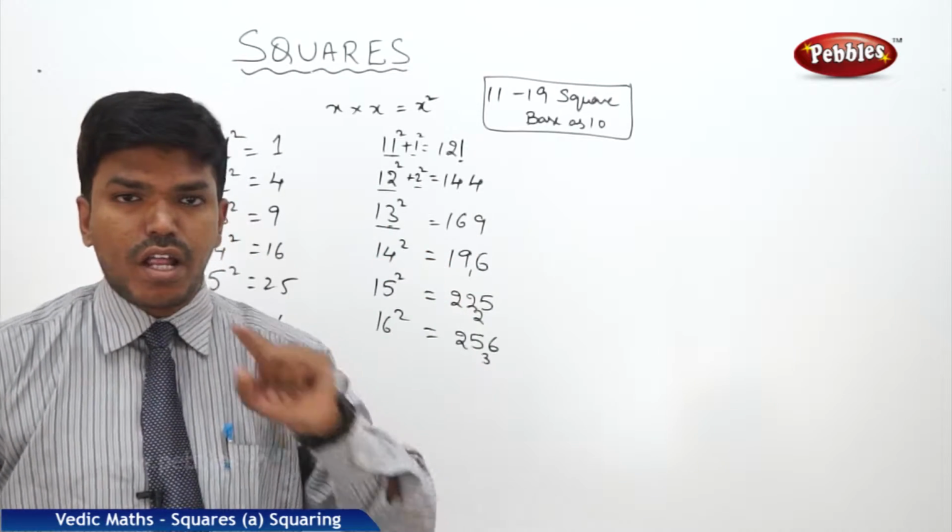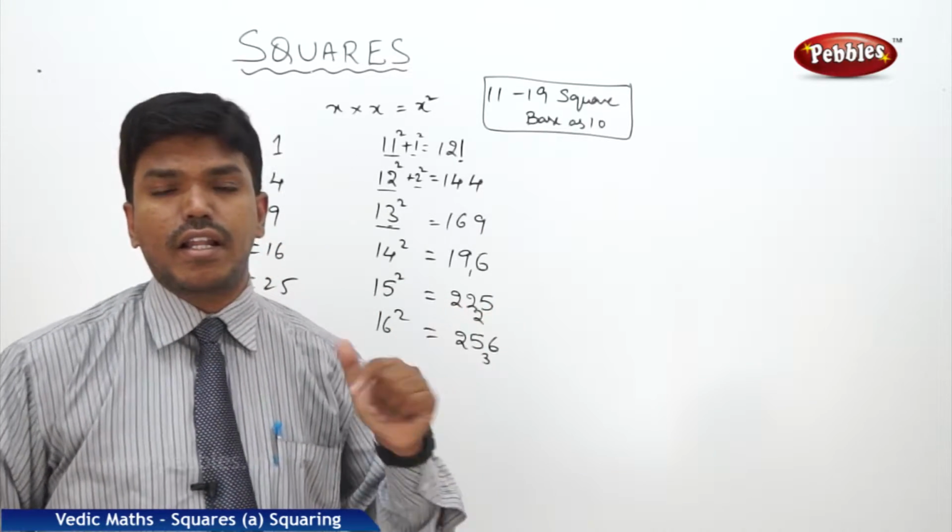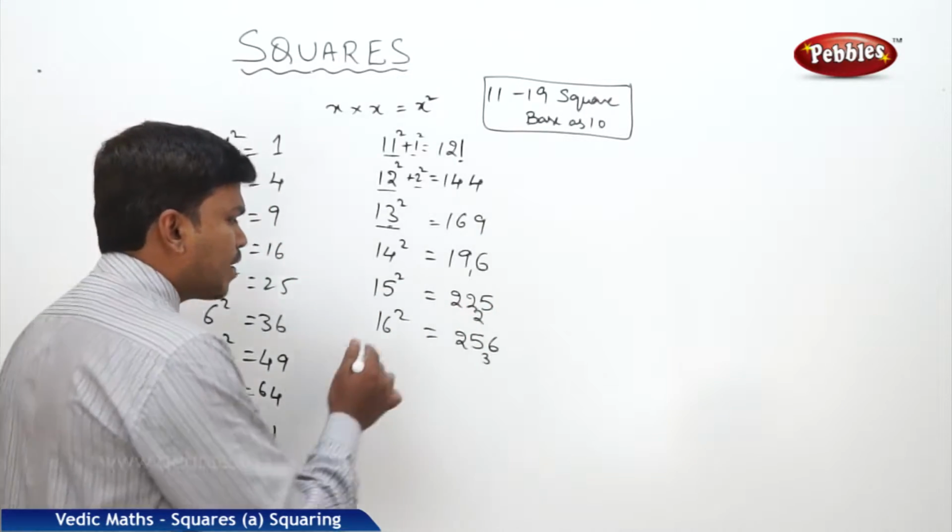Drop 6, carry 1. Now 14 plus excess number 4: 14 plus 4 is 18, plus 1 is 19. Like that we need to do. Now similarly you try the remaining.